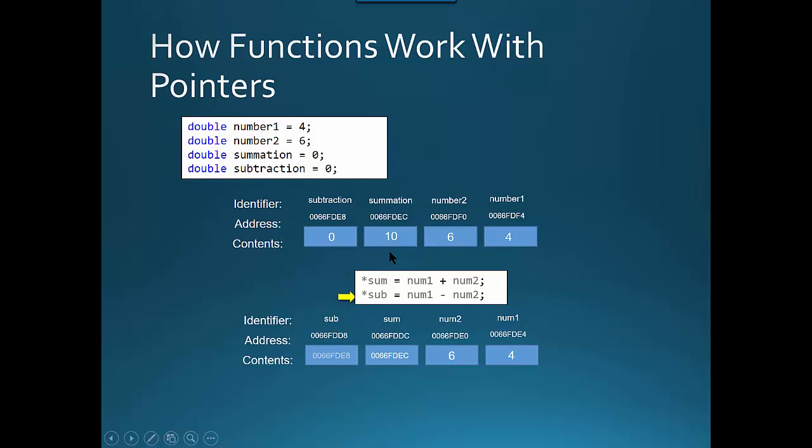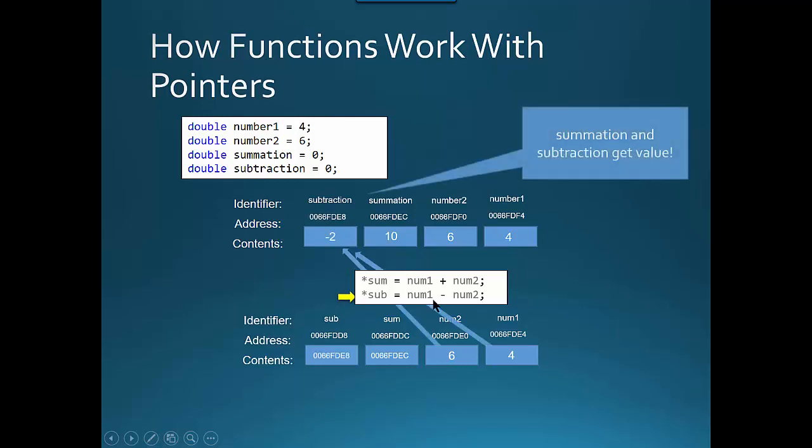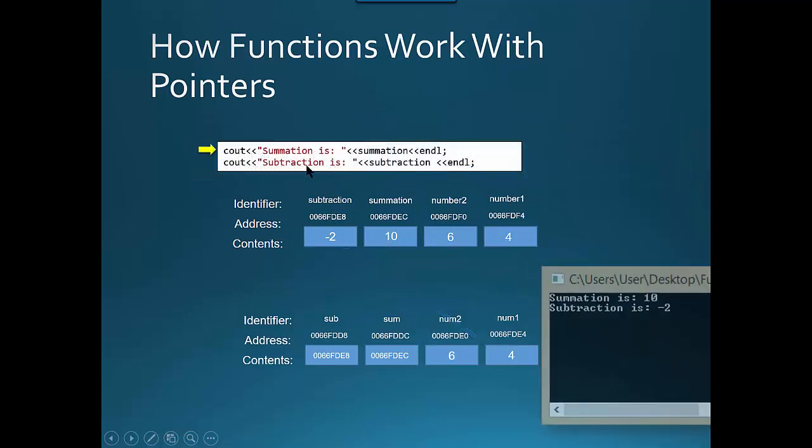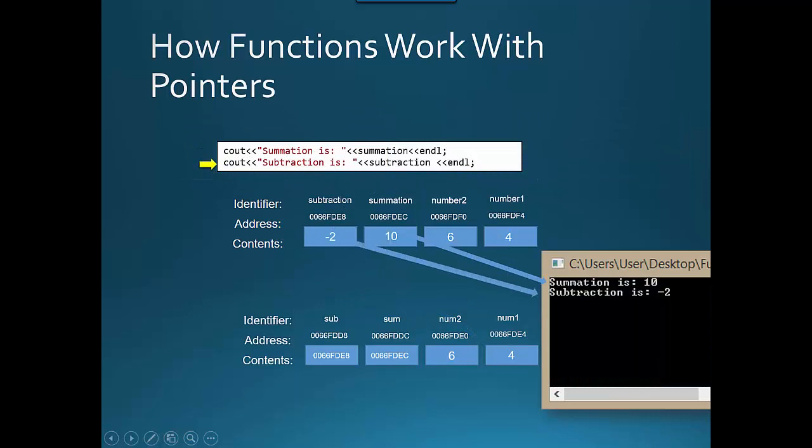Similarly, when we do the next step here, num1 is subtracted from num2, so num1 is 4, num2 is 6. 4 minus 6 is minus 2. That doesn't get placed at sub, that gets placed at the location pointed to by sub. And the location pointed to by sub is 66FD8. And so the minus 2 goes here. And now that means that it's changed the values declared in main. When you then display summation or subtraction, you get the values that were calculated in the function but placed in a variable that was accessible by main.